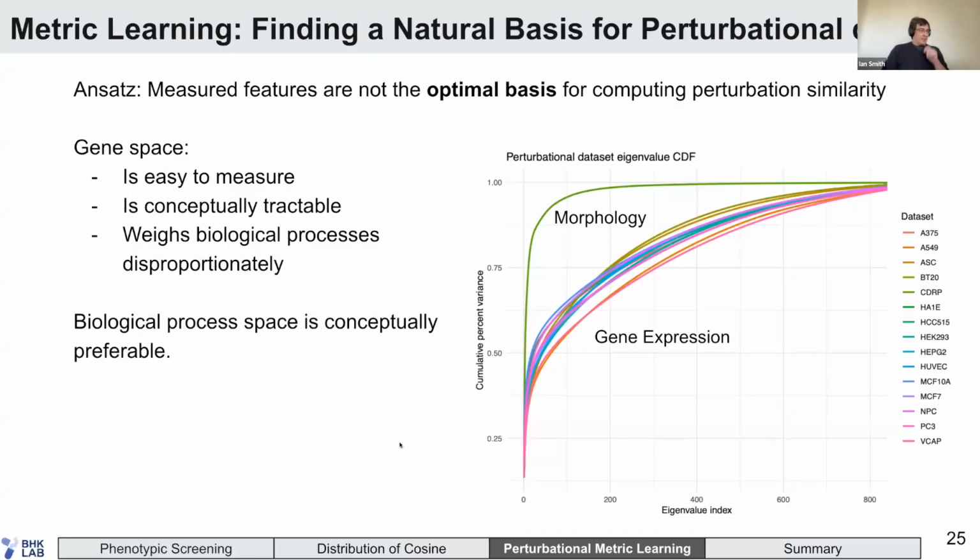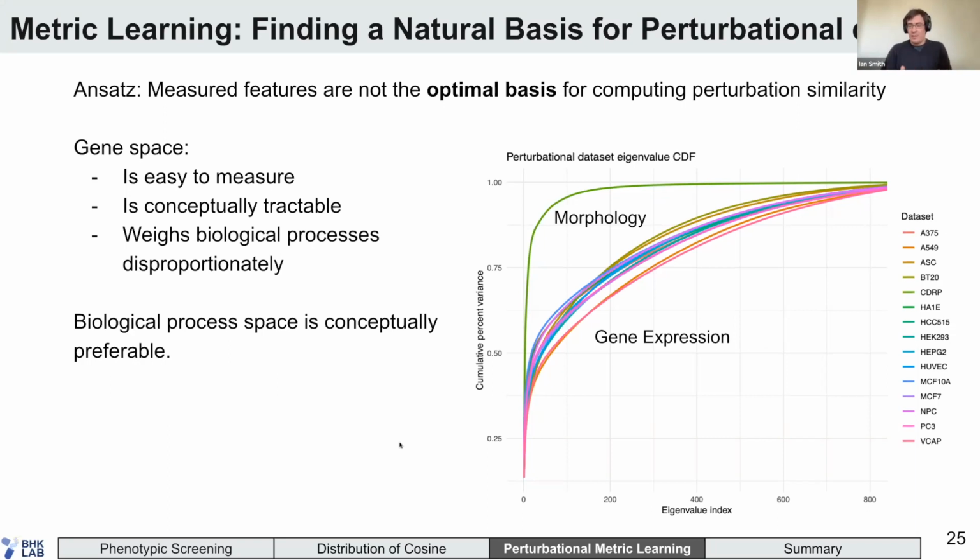So the onset, excuse me, the underlying assumption behind doing metric learning is that the features that you measure are not necessarily the optimal basis for computing similarity of perturbations.